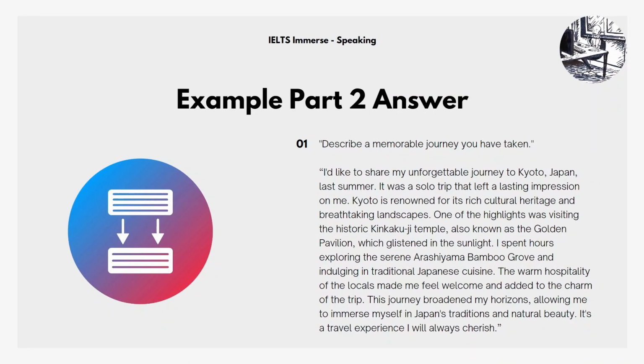Here is an example of a part 2 answer. The question: describe a memorable journey you have taken. It would probably also ask you where the journey was, who you went with, and when you went, and then this is the answer that's on the screen now. Have a look at the answer, please read through it and see how it's been structured. I will then bold some words for you and explain my thinking behind the structure.